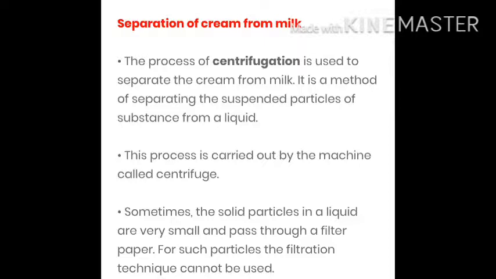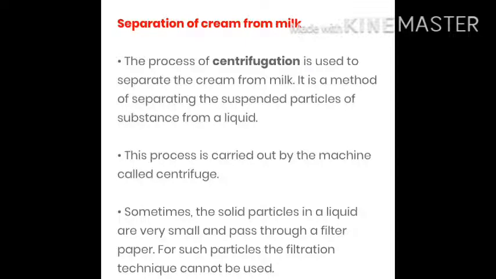Now the separation of cream from milk. The process of centrifugation is used to separate the cream from milk. It is a method of separating the suspended particles of a substance from a liquid. This process is carried out by a machine called a centrifuge. Sometimes the solid particles in a liquid are very small and pass through a filter paper. For such cases, the filtration technique cannot be used.